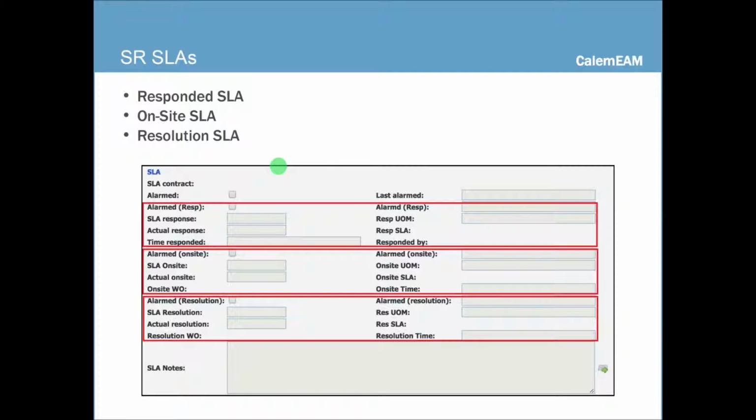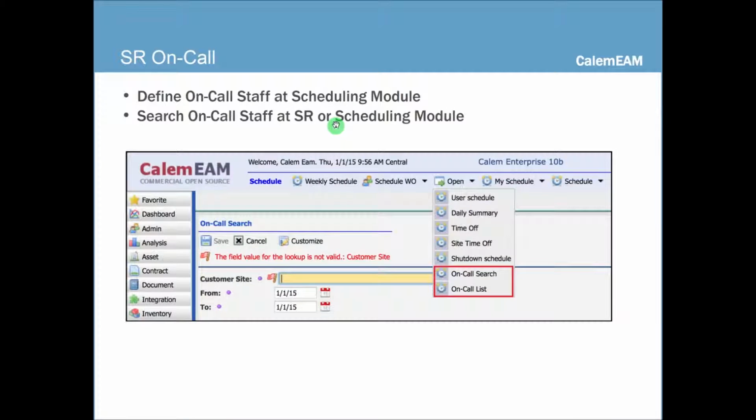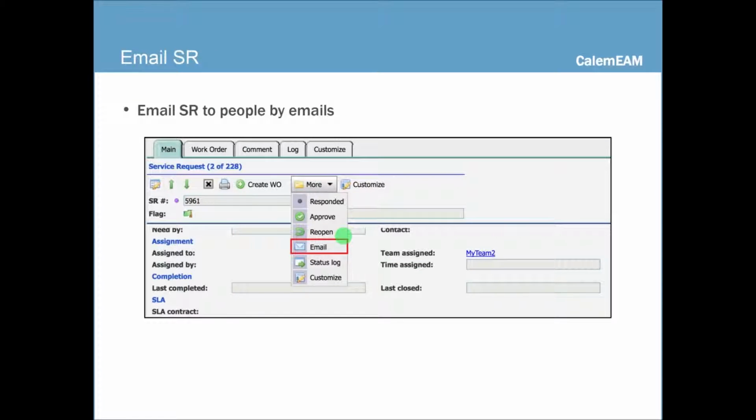There are 3 types of service level agreement parameters you can define. You can define how soon an SR should be responded to, how soon it should be on site, and how soon it should be resolved. You can define an on-call list for a customer site from the scheduling module. You can also do the on-call search from either the SR or scheduling module, so you can find out who is on call for a customer site or for some internal sites. You can email an SR to people by their email addresses.